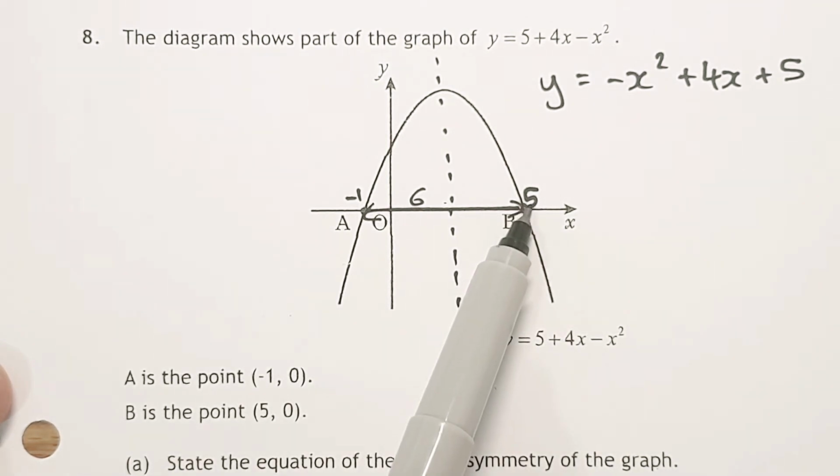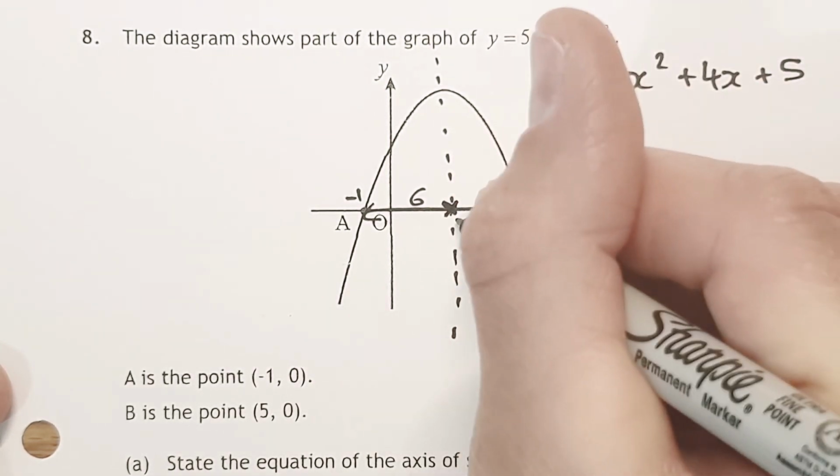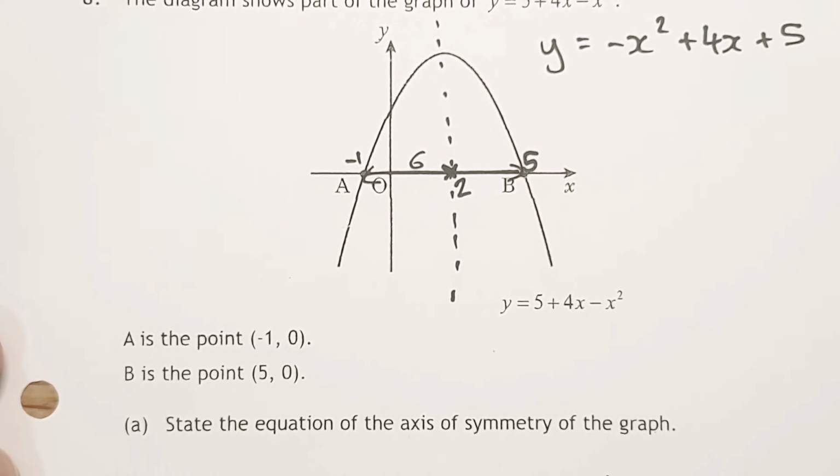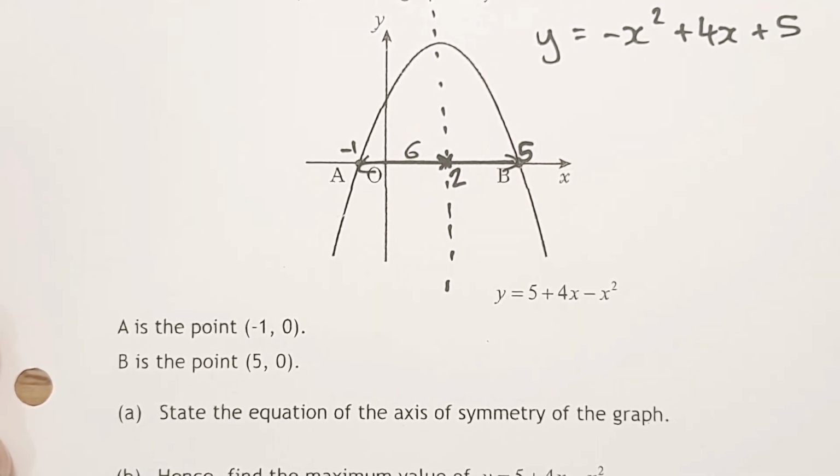So if you do 5 subtract 3, you would get 2. Also -1 plus 3 would give you 2. So your axis of symmetry is going to be x equals 2. Now if you just write 2, you won't get the answer, because that's not an equation of a straight line. This is a vertical line, and it is x is equal to 2.